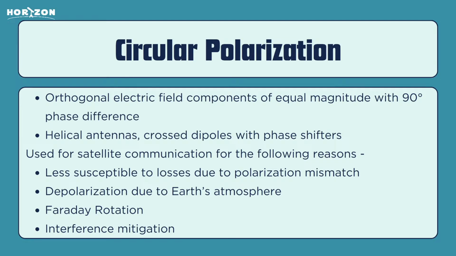The Earth's atmosphere can cause effects such as depolarization that can lead to signal degradation, and circular polarization is used because it is more resistant to these effects. The Faraday effect, due to the Earth's magnetic field, can rotate the polarization of signals. Again, circular polarization is not as affected by this as linear polarization.